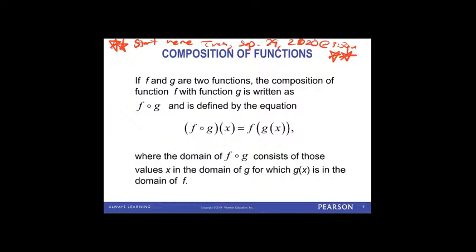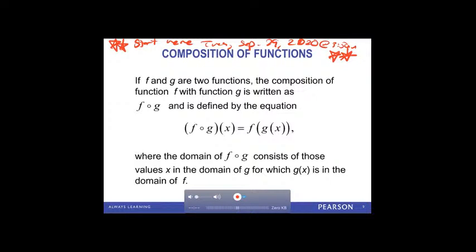So last time we did arithmetic operations on functions, basically adding, subtracting, multiplying, and dividing functions. Today we're exploring what we mean by composition of functions. If f and g are two functions, the composition of the function f with the function g, written as f circle g, is defined by this equation.